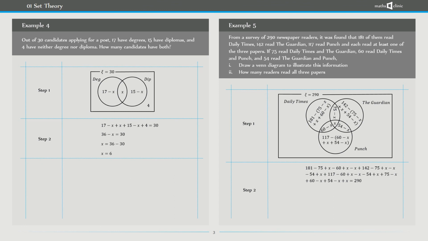All right, so now when you have all of that equated to 290, you bring it down and you have 251 plus x equals 290. Finally you have that x equals 290 minus 251, and in the end x equals 39. So 39 people read all three papers. And that is how you solve questions like this using Venn diagrams, which brings us to the end of this lesson. Okay, and yeah, bye for now.